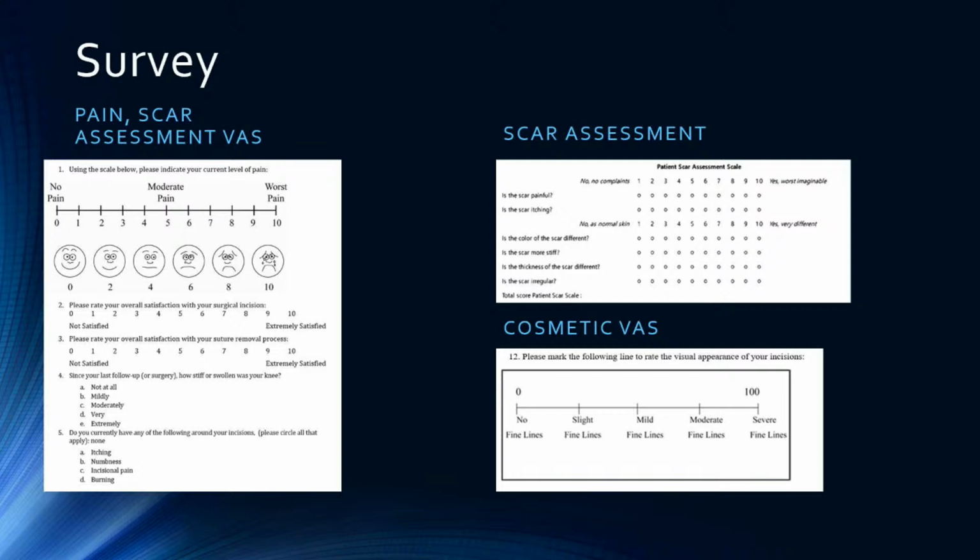And then lastly, the cosmetic visual analog scale. We essentially told each one of the patients to mark down on this scale line where they feel the visual appearance of their scar aligns. 10 being severe, that they don't like it, they see way too much of the scar. And 0 being no fine lines are seen and the scar is pretty much immaculate and it's a perfect incision.